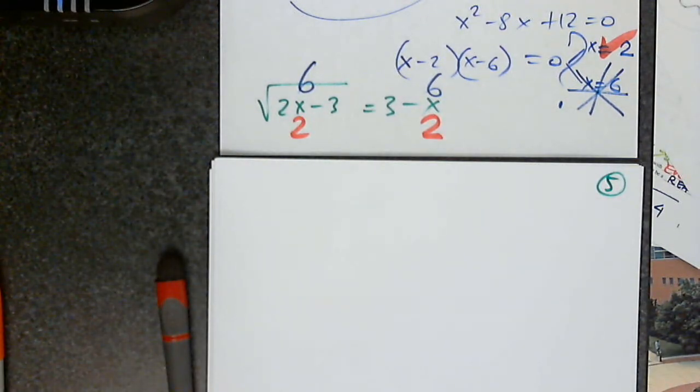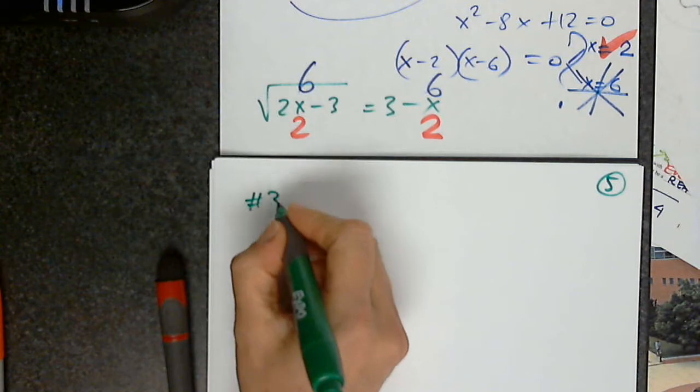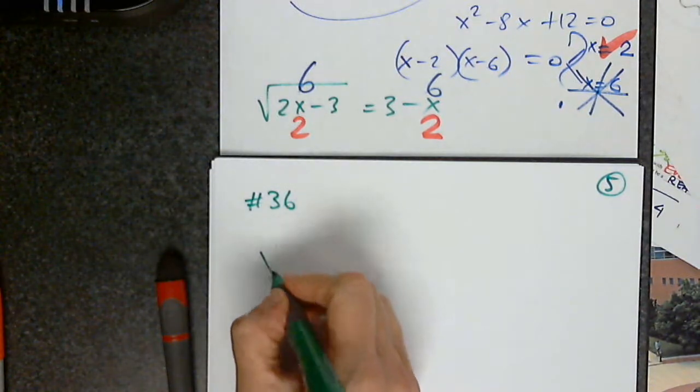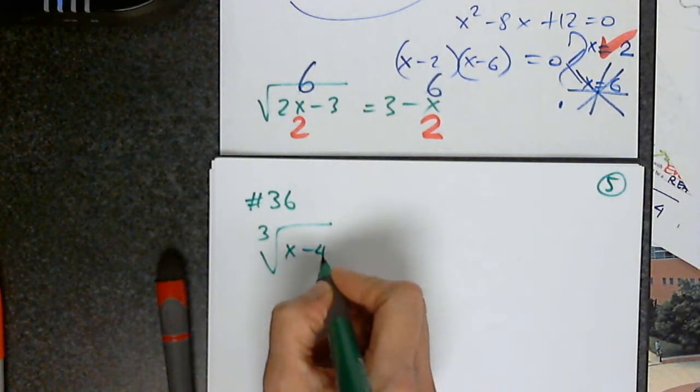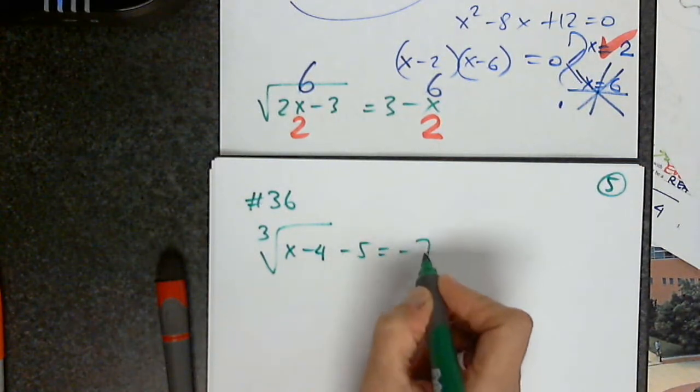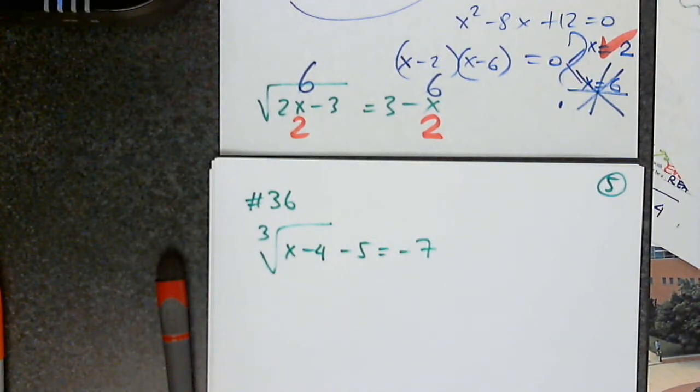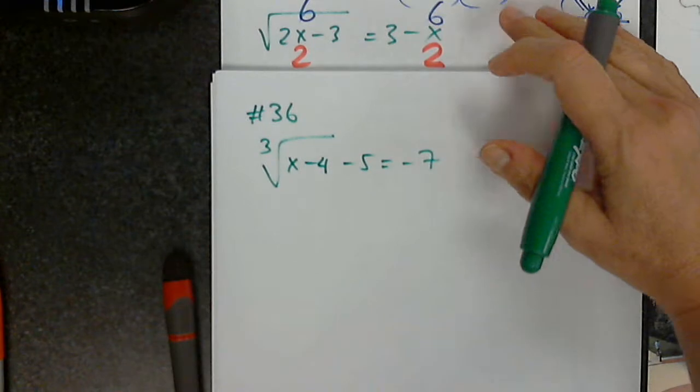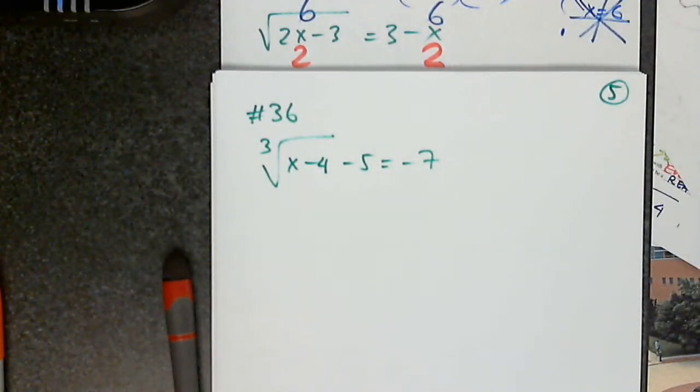Okay. 36. That is the cube root of x minus 4, minus 5 equals negative 7. There is no need to copy the next one till we finish this. But I'm going to write one more.